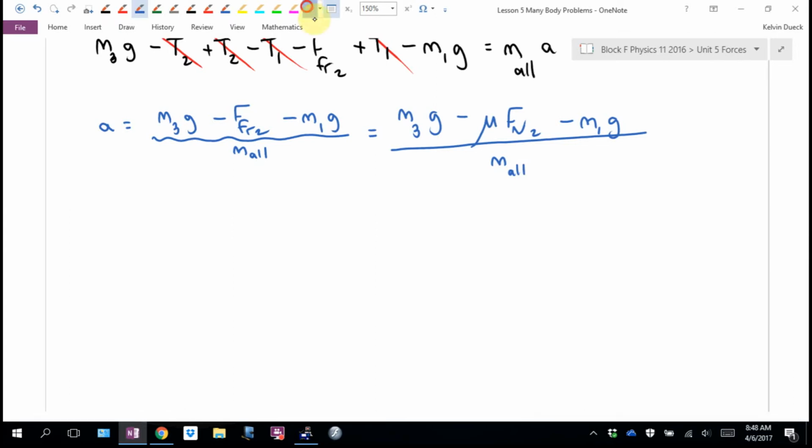I'll do my quick little check again. Do I know mass 3? Yeah. Do I know G? Yeah. Do I know mu? What's mu? 0.25. Do I know normal force? I don't know the normal force number 2.